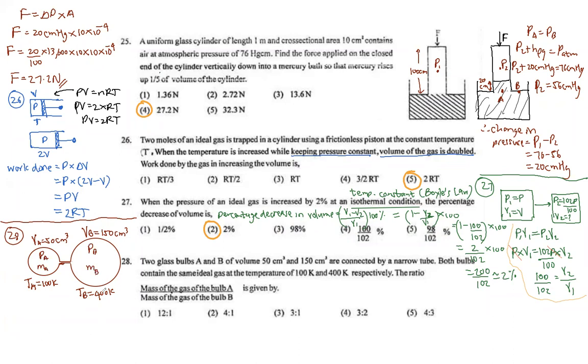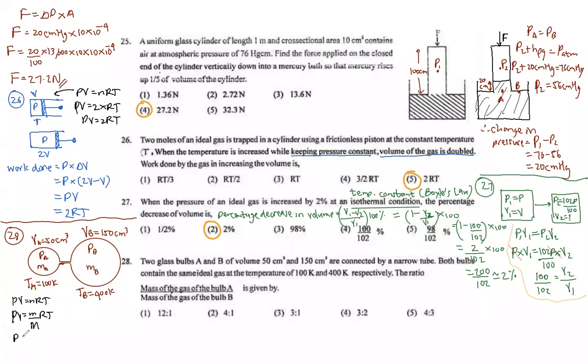So we have to find M_A and M_B. For that, what is the plan? First thing we know is PV equal to nRT. Make pressure the subject. PV equal to nRT, where n is simple m over capital M, so PV equals m over M into RT.